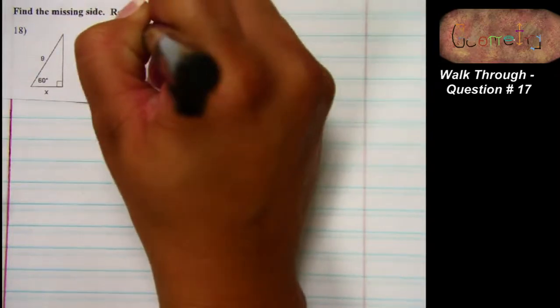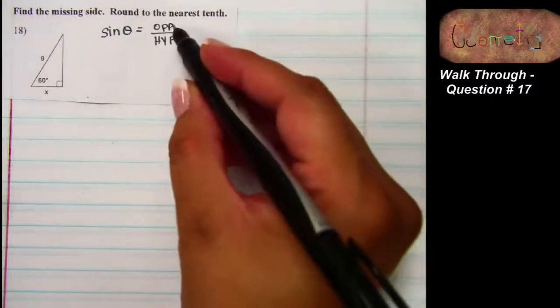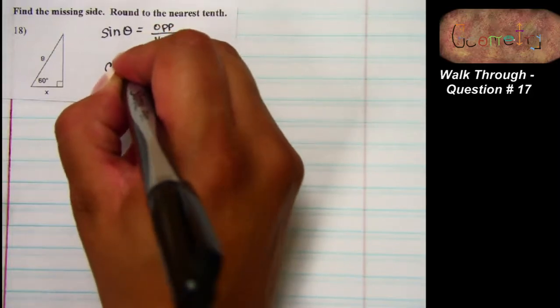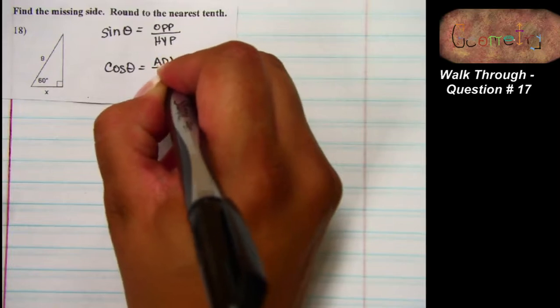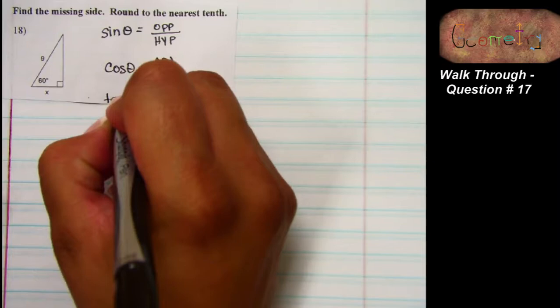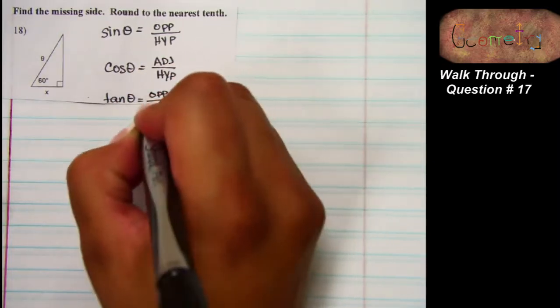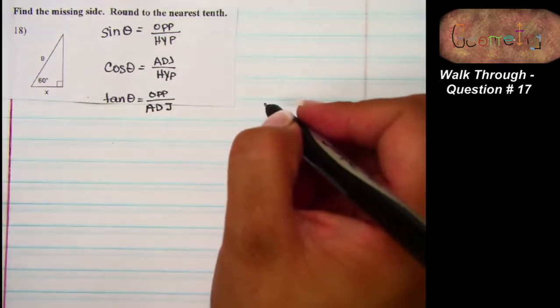Let's recap what our trigonometric ratios are. We have the sine of an angle, which is equal to the side opposite the angle divided by the hypotenuse. We have the cosine of the angle, which is equal to the side adjacent to the angle divided by the hypotenuse of the triangle. And then we have the tangent of the angle, which is equal to the side opposite the angle divided by the side adjacent to the angle.